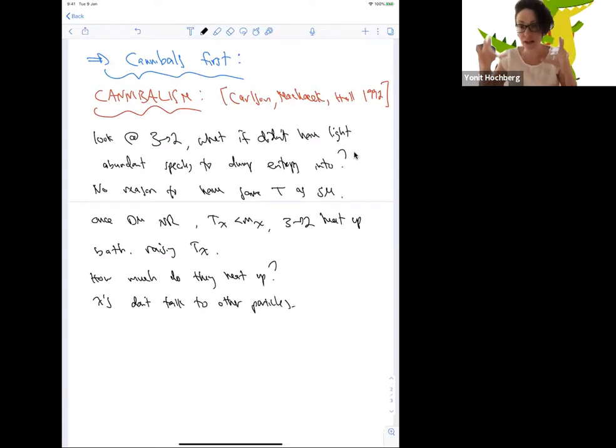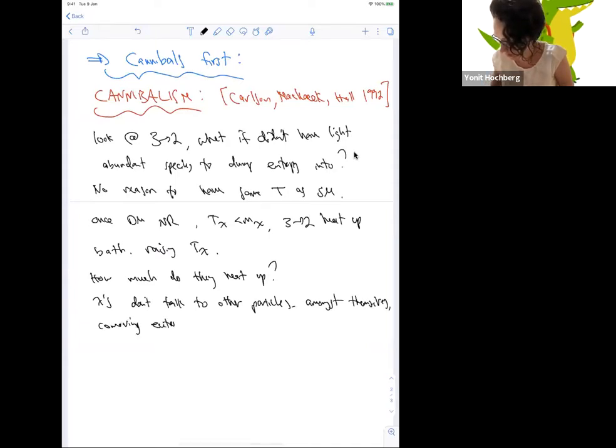And so that means that amongst themselves, the co-moving entropy is conserved, because they're their own secluded sector. So amongst themselves, the co-moving entropy is conserved. Okay, so that means that the entropy in the dark matter, I'll call that S chi, times expansion factor A cubed equals some constant.